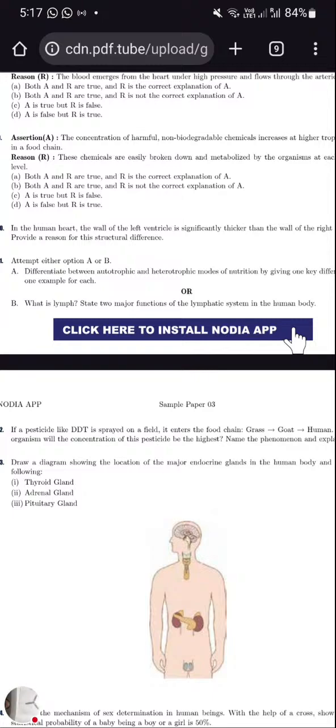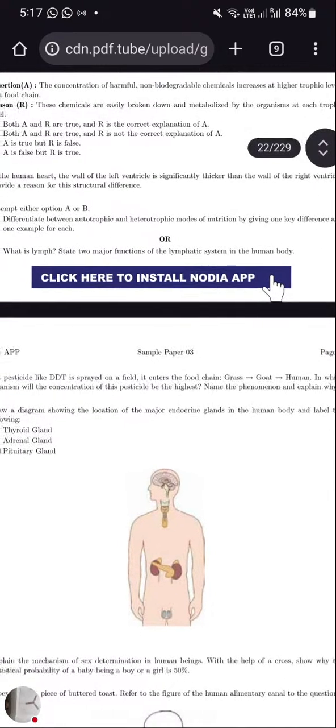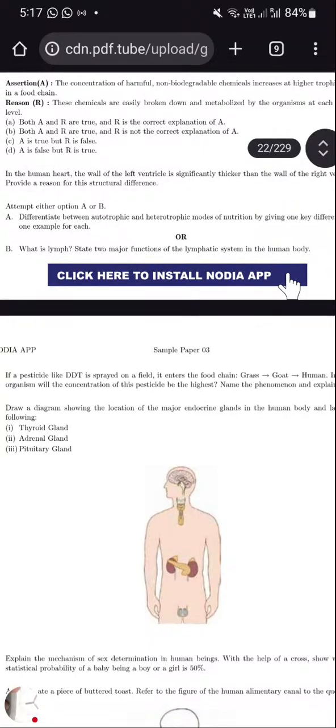Now next question: differentiate between autotrophs and heterotrophs. So this you can skip. Most probably you know this, autotroph and heterotroph. With one example you need to write. Next one, what is lymph?